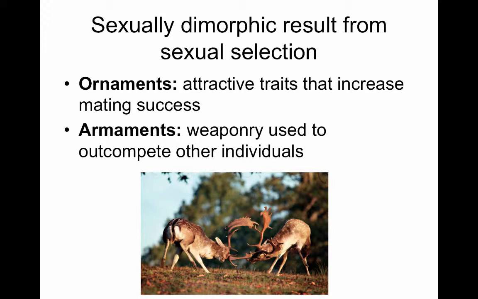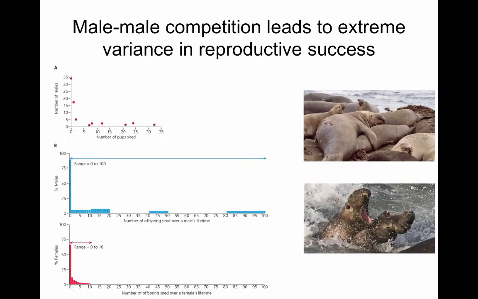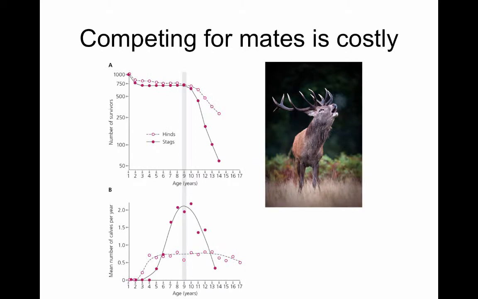So one of the results of this is that males in many animal species end up with ornaments, features that make them attractive to increase their mating success, or with armaments, essentially weaponry used to outcompete other individuals. Elephant seals are a particularly good example of this because of their extreme variance in reproductive success, where a few males sire most of the pups in these species.